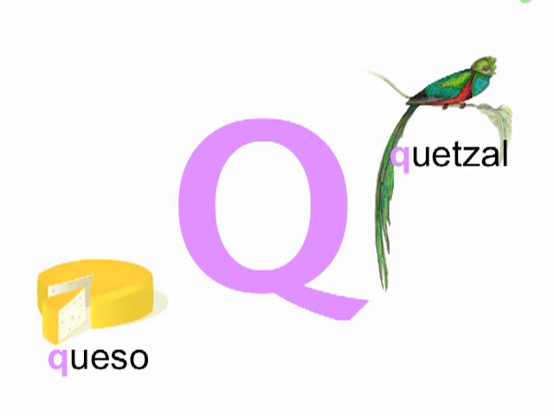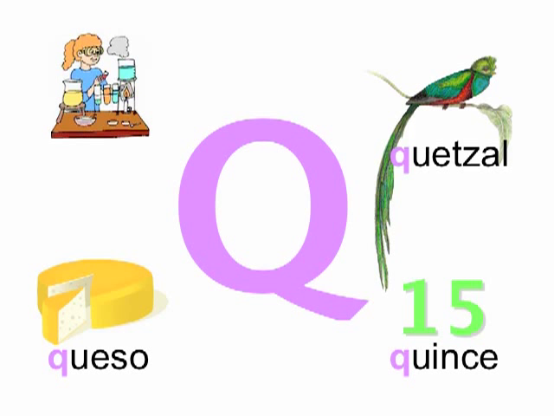Next we have the number 15. I bet you can remember this number. 15 in Spanish is quince. Quince. And last, we have a chemist. Chemistry is a study in science where you get to mix different things together to find out what happens. Chemistry in Spanish is química. Química. Now let's look at some more words that begin with la letra Q.